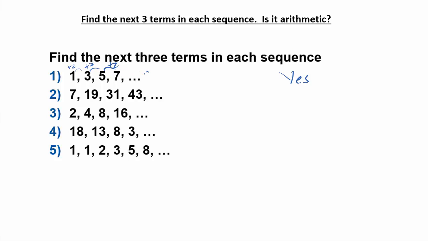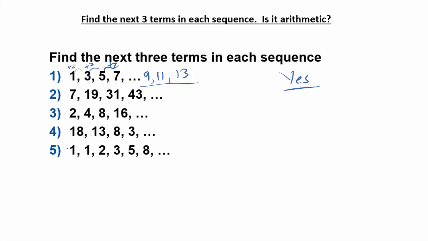So the next 3 terms should be 9, 11, and 13. Okay, so that would be the next 3 terms in the sequence. And yes, this is arithmetic because it's adding on the same amount every single time.